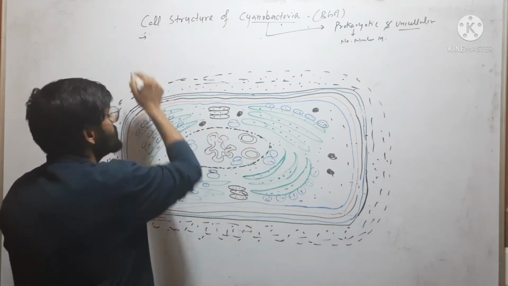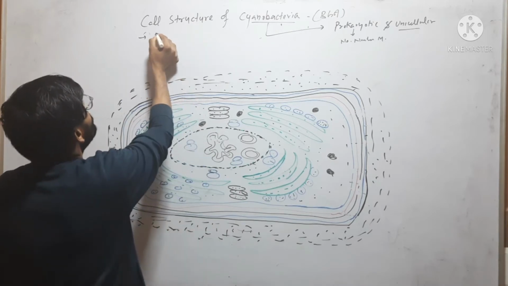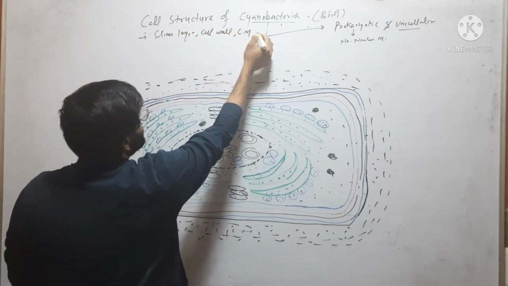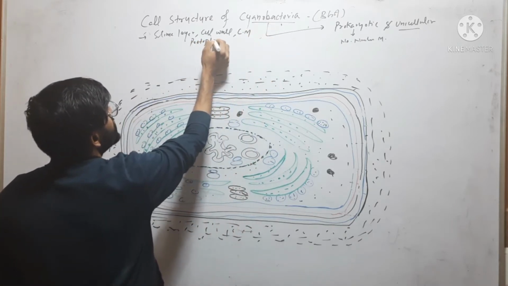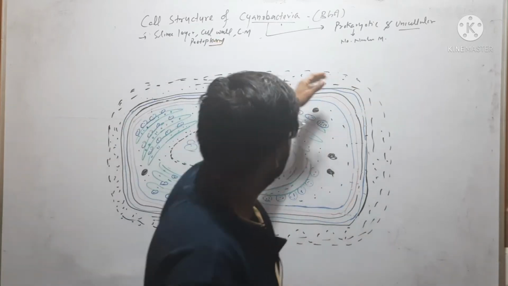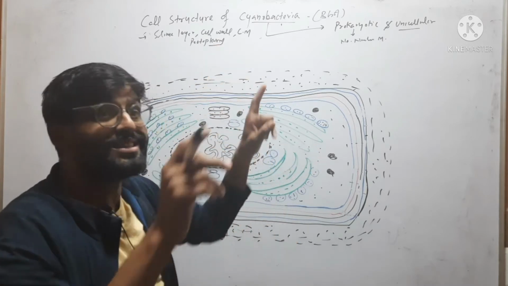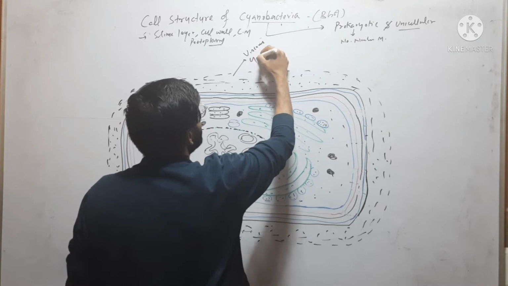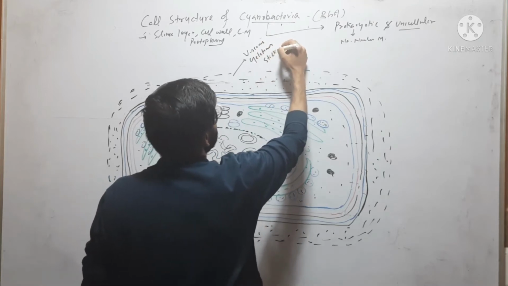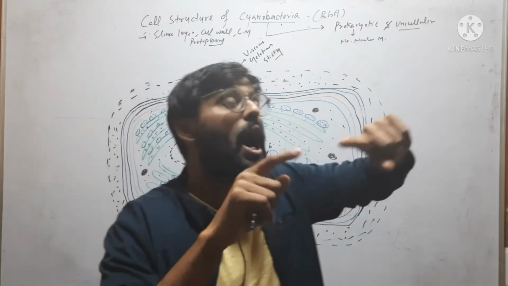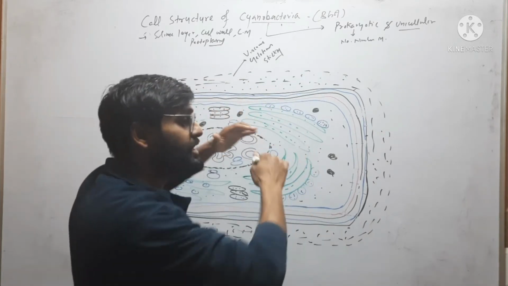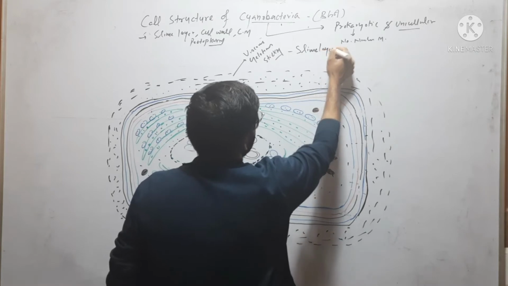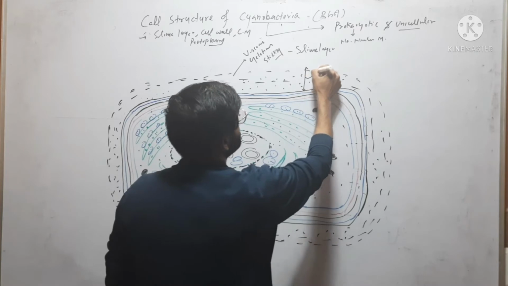Okay, so the cell structure of cyanobacteria consists of slime layer, cell wall, cell membrane, and protoplasm. So we will discuss one by one from outside. Outside the cyanobacteria, there is a viscous or gelatinous sticky substance on the outside of a cyanobacterial cell. This viscous material that is present outside the cell wall is called slime layer.